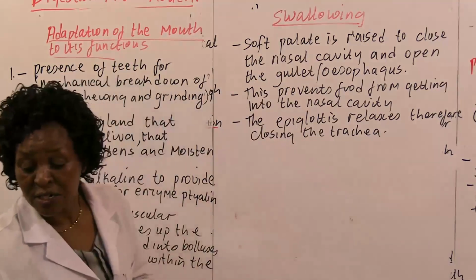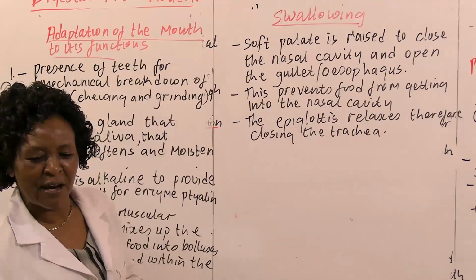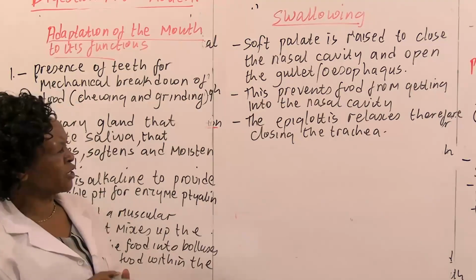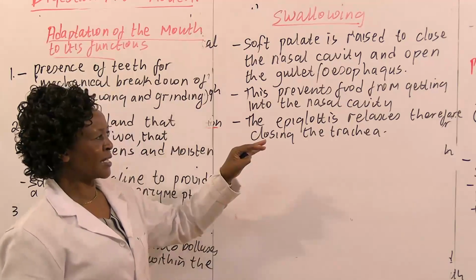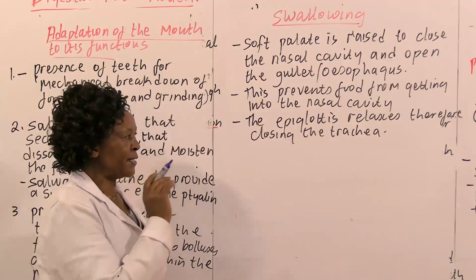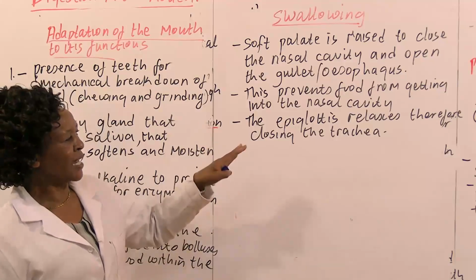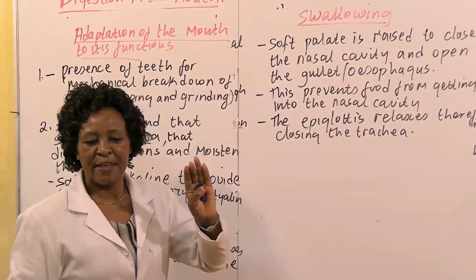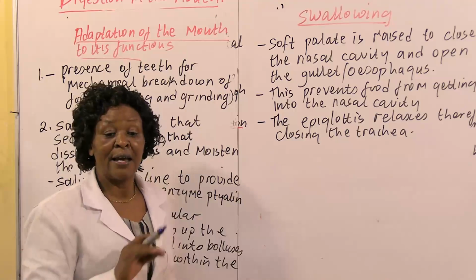Why should the trachea be closed? Food should not get into the trachea. I'm sure that at one time or another you may have had an incident where a little bit of food gets into the trachea, and the feeling is not very pleasant. So the epiglottis relaxes and closes the trachea, and this prevents food from getting into the trachea. The soft palate is raised, closing the nasal cavity, and therefore the food moves into the esophagus.